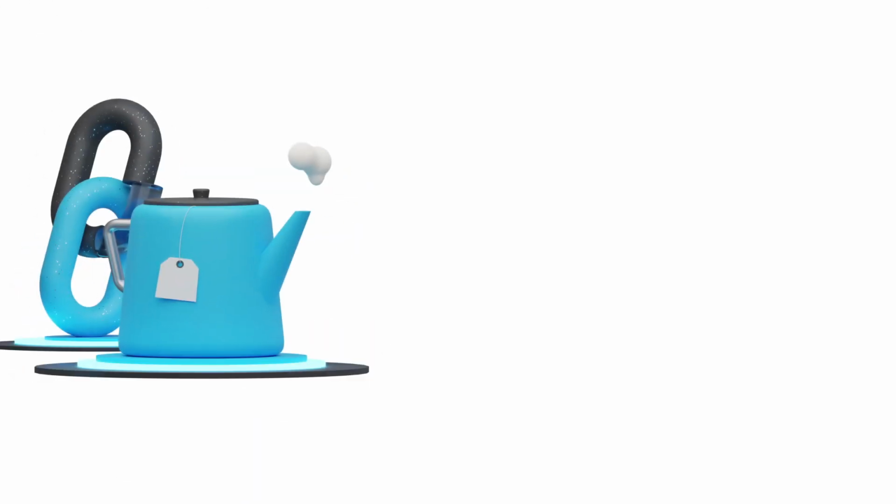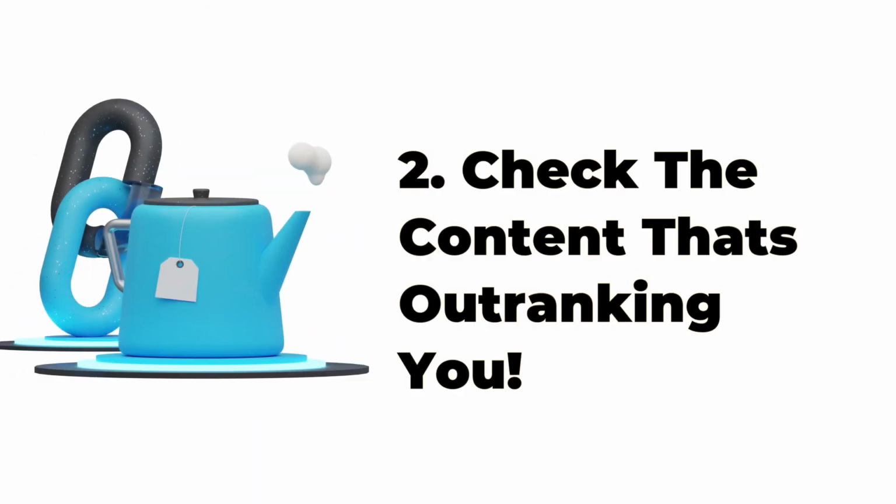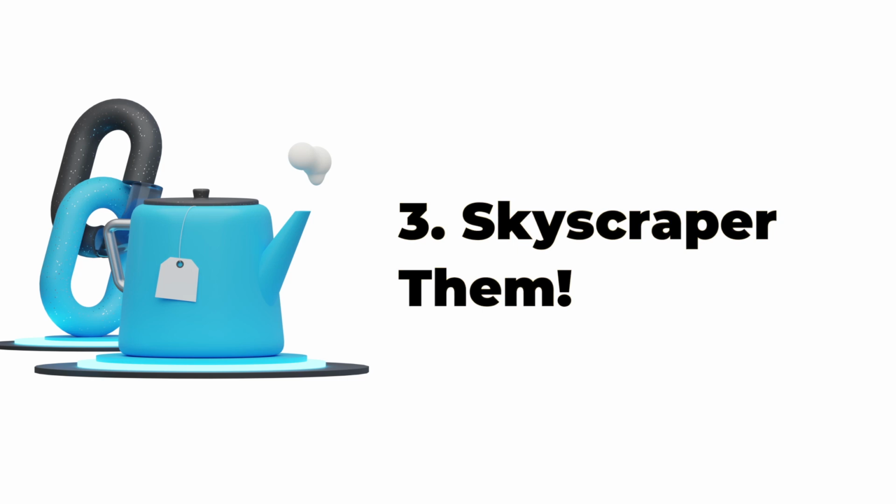So step two, you want to check out the content that's outranking you for this keyword. What is in front of me? Also visit those pages and understand why it might be outranking you. Is it backlinks? Is it just better content? And step three, skyscraper them. So find out what users really want from these search terms and give it to them.